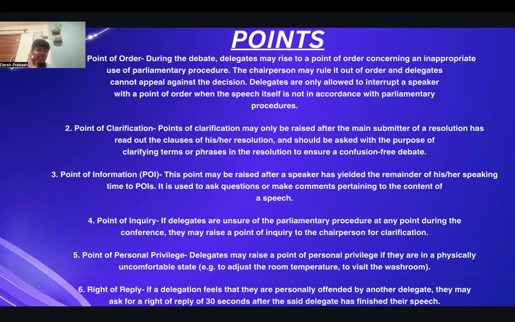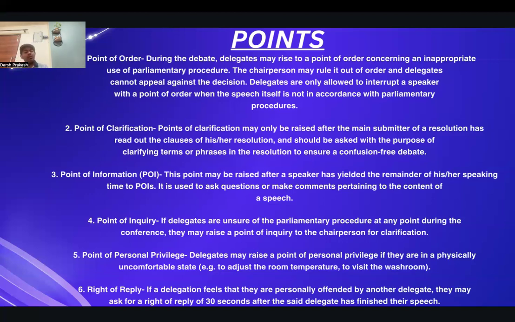If the chairperson feels that the delegate has answered the question in terms of the question being asked, then the permission is not granted. But if the delegate has not answered the question accurately with valid points, then definitely the plea to follow up can be very useful for the delegate who is asking the question.